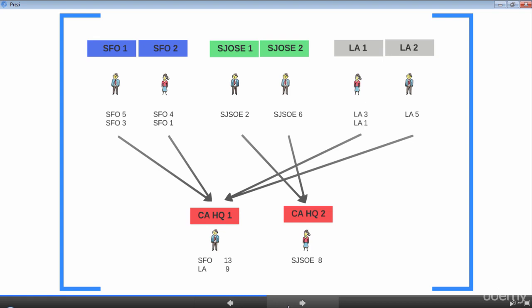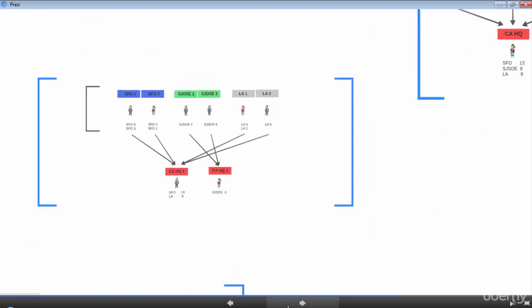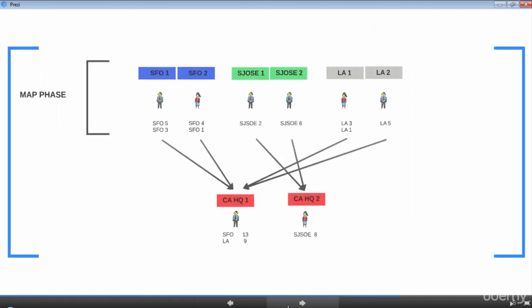That is it. The model you have here is called MapReduce. MapReduce is a programming model for distributed computing. It is not a programming language. It is a programming model which you can use to process huge data sets in a distributed fashion. Now let's look at the phases involved in MapReduce.